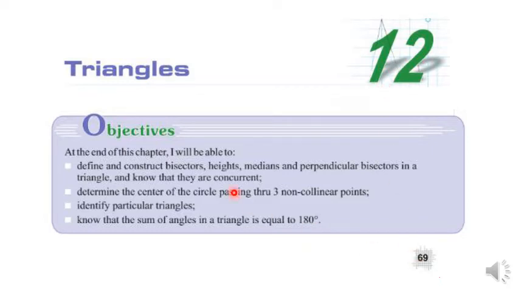We have many objectives in our lesson, which are to identify the parts of triangles, to draw triangles, calculate the angles in a triangle, to draw bisectors, heights, medians and perpendicular bisectors in a triangle, and to draw a circle around a triangle.